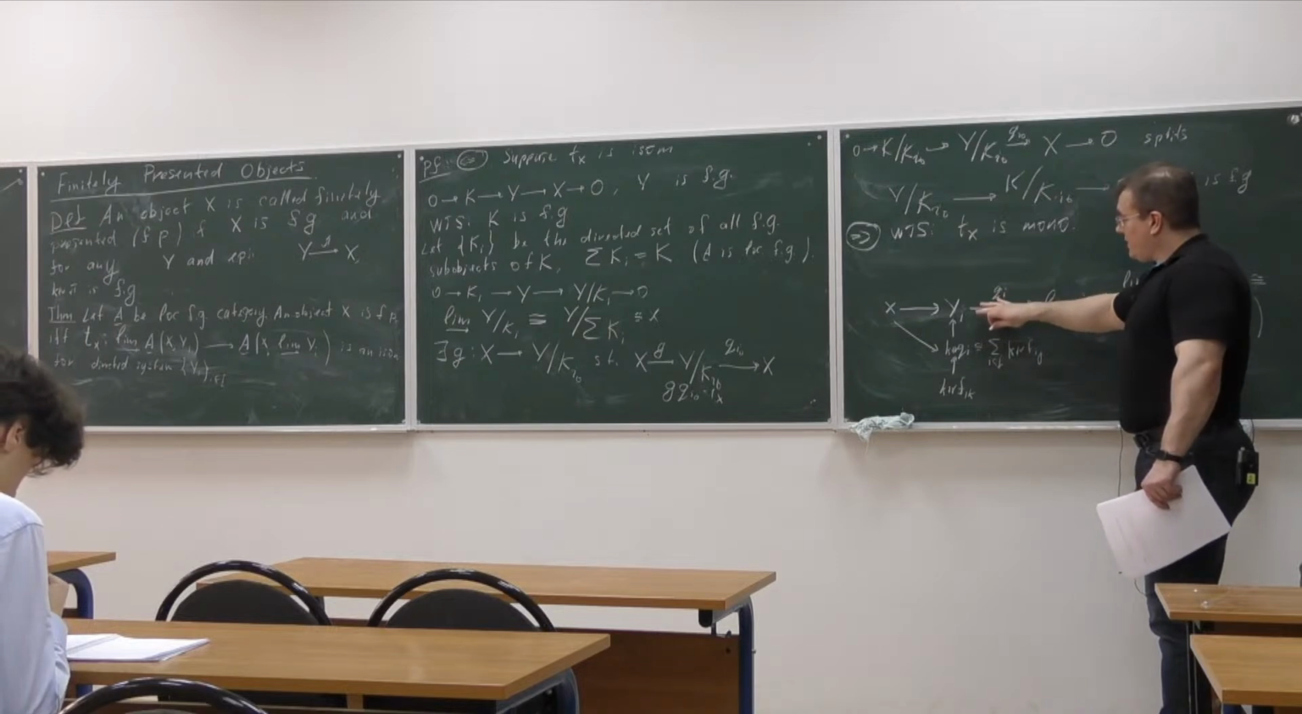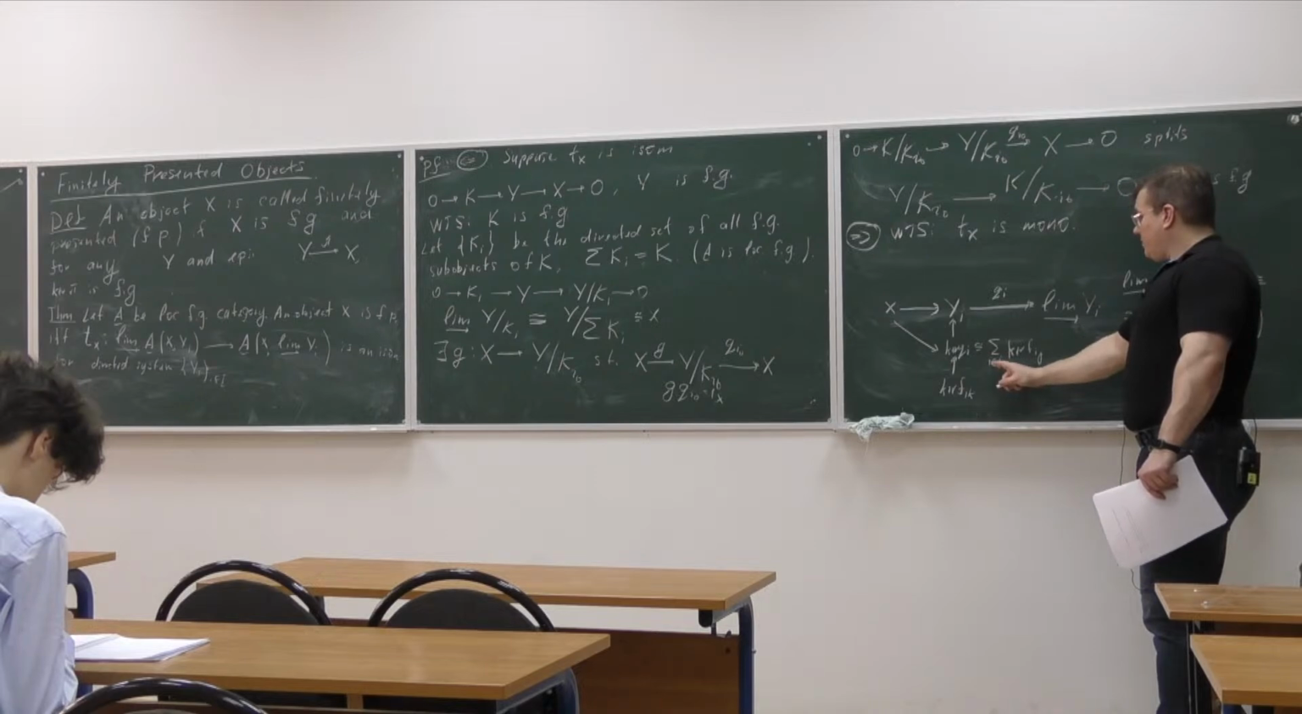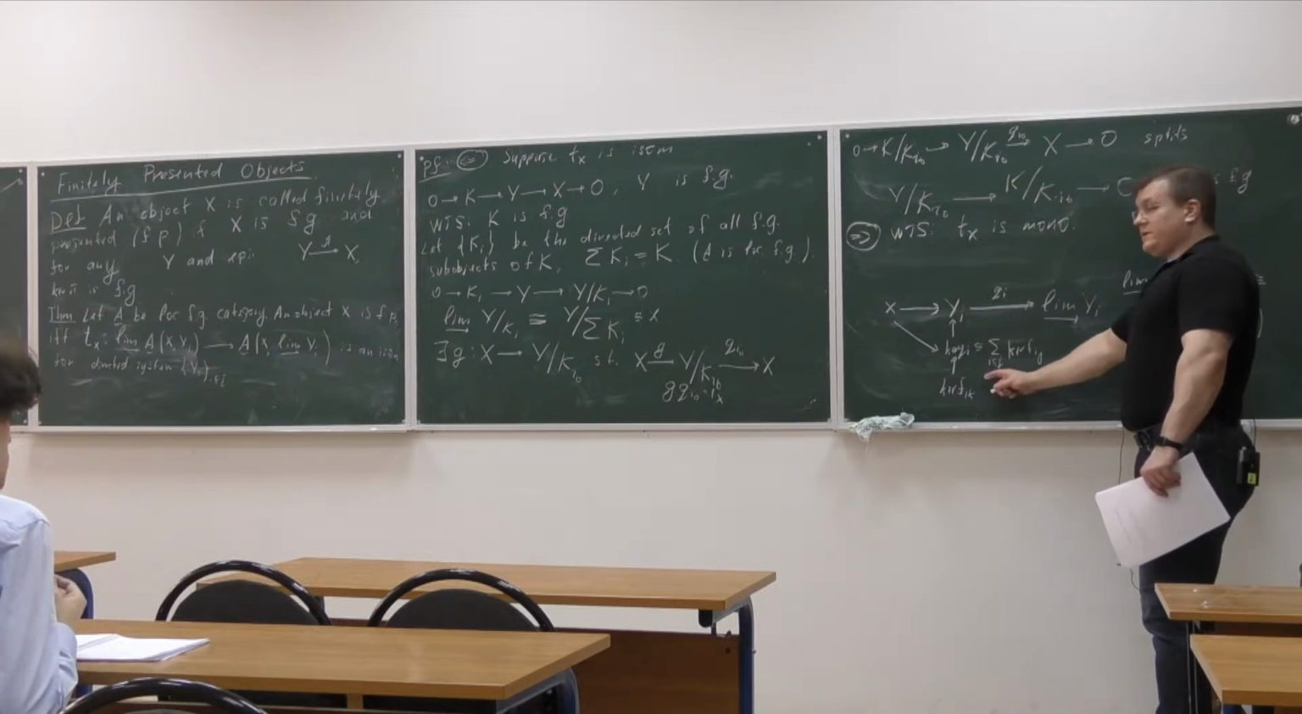So this is Q_i. This is the kernel of this map, and this is equal to the sum over j, which is at least i.